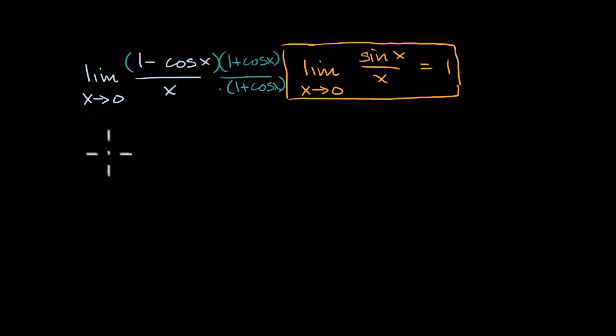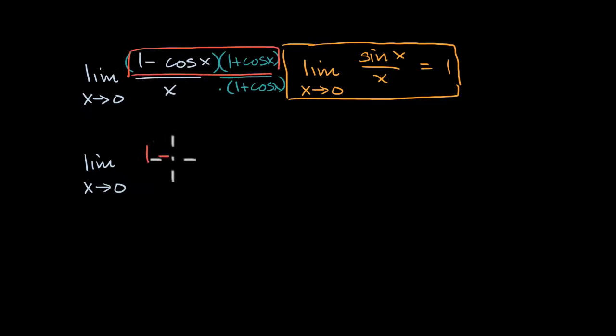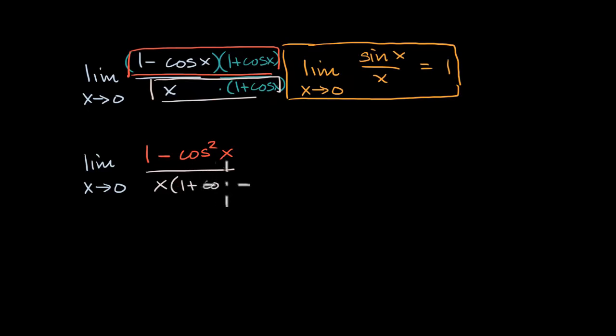Well, I can rewrite the whole thing as the limit as x approaches 0. So (1 minus cosine of x) times (1 plus cosine of x) is going to be 1 squared, which is just 1, minus cosine squared of x, a difference of squares. And then in the denominator, I am going to have x times (1 plus cosine of x).